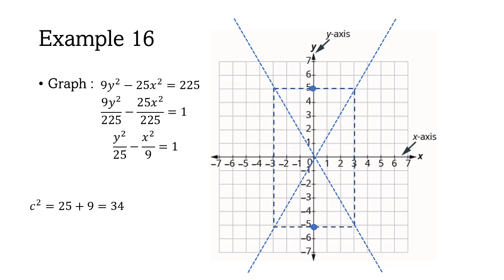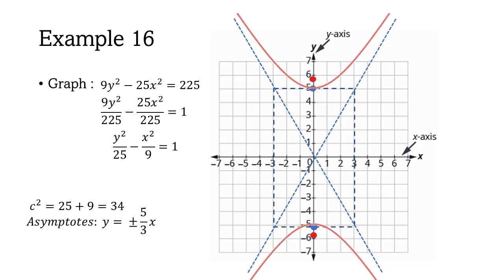And for the foci, again, we have (0, square root of 34) and (0, negative square root of 34). The asymptotes are y equals plus or minus a over b x, which is 5 over 3.